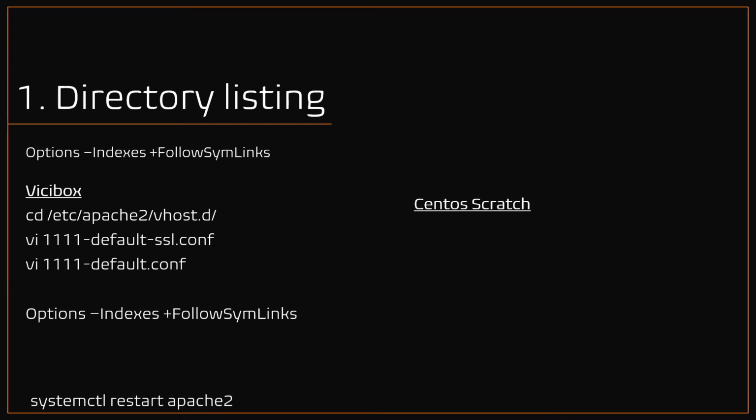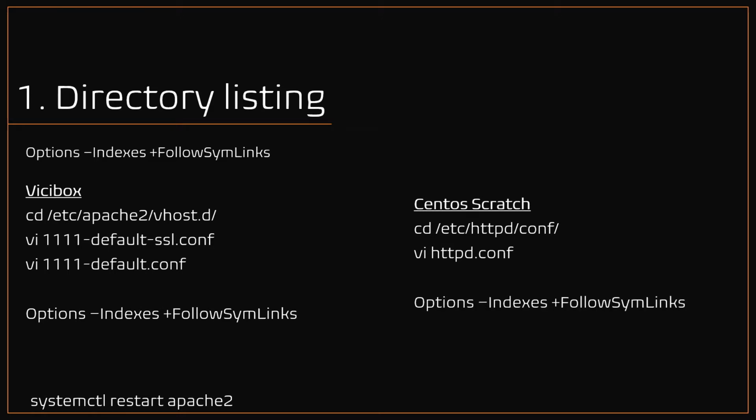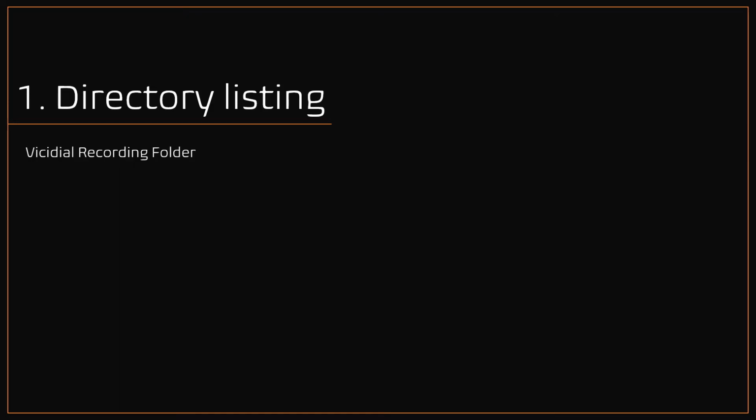If you are using CentOS or another scratch install, then you need to edit the httpd.conf file, and add or edit the line Options -Indexes +FollowSymLinks. Following that, restart the web server services. Note, for the vcdial recording folder path you need to edit a different file.